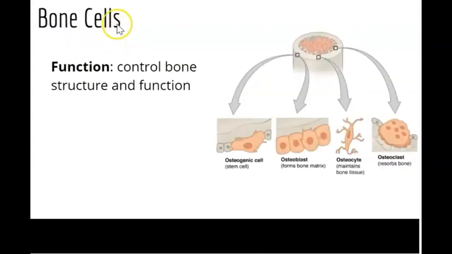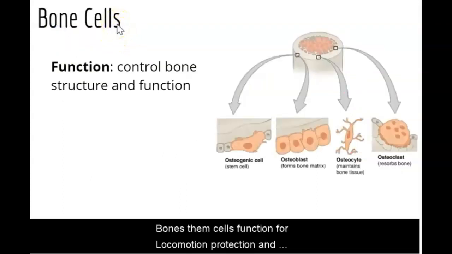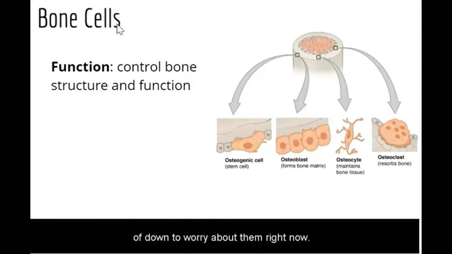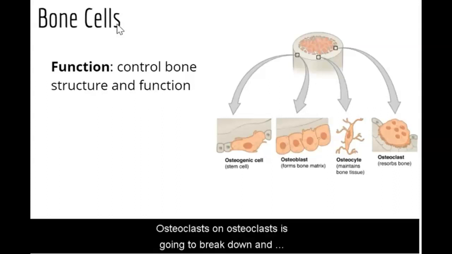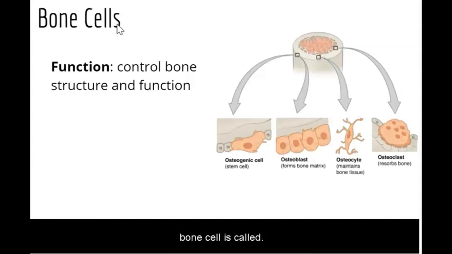Bone cells. Bones themselves function for locomotion, protection, and support of your body. The bone cells are responsible for controlling the structure and function of the bone itself. You have different types of bone cells, and I'm not going to have you write those down or worry about them right now. But you have things like osteocytes and osteoclasts. So an osteoclast is going to break down and then reabsorb the bone, where an osteocyte is what a mature bone is called.